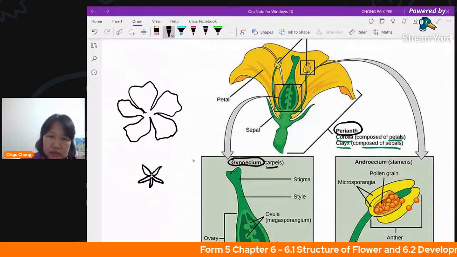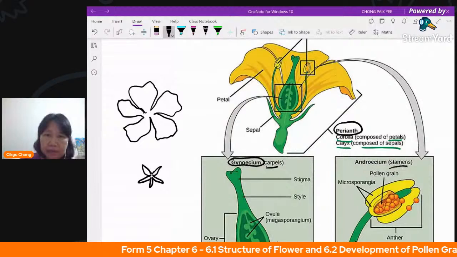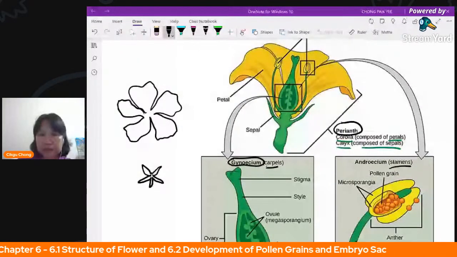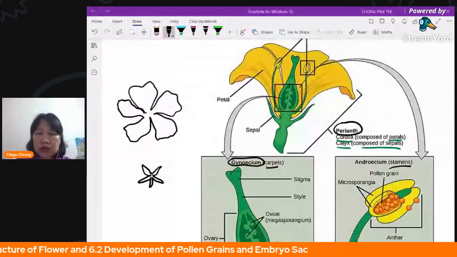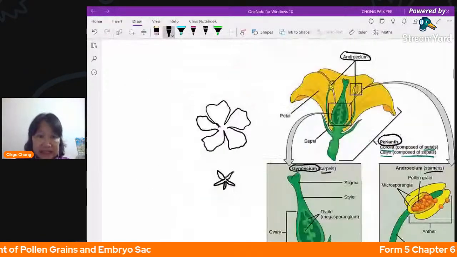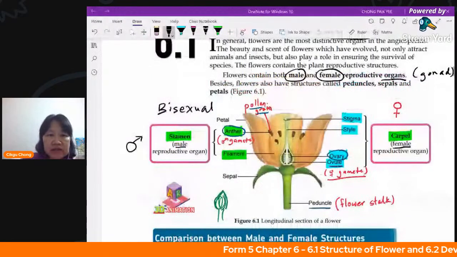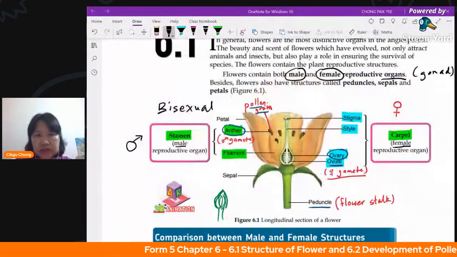Alright, so now I need to go through specifically the stamen and the carpel. So these are the 2 reproductive organs. Now before that, I just mentioned they are bisexual, right? Bisexual means the flower has 2 parts. So you can see here you have the androecium and the gynoecium, which is the stamen and the carpel part, right?